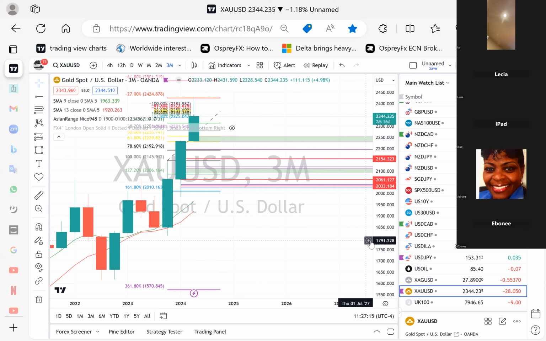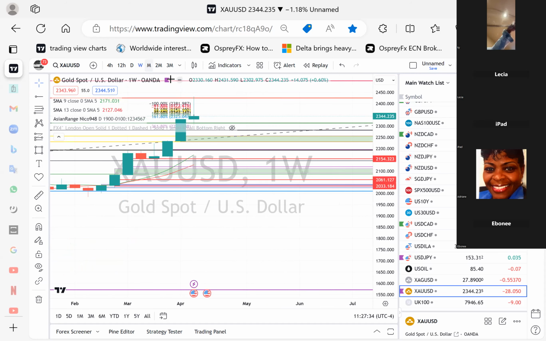So this is just a recap of how I trade, how I see the market, how I go to the higher time frames and get a bias, and then I trade that bias on the lower time frames. 3-month, I go to the 1 week to get my order blocks, and then I trade towards that 3-month objective.